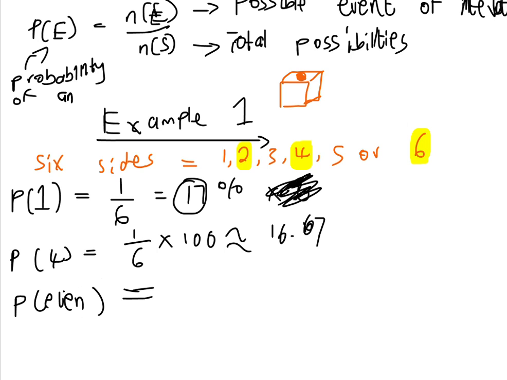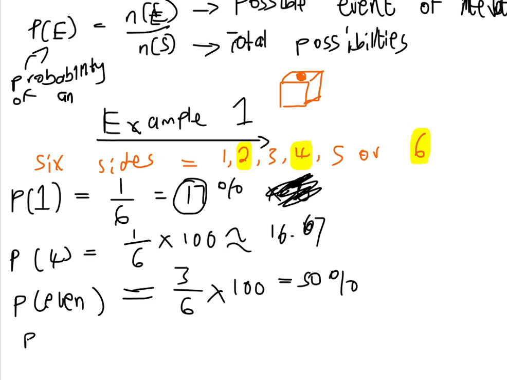So the probability of me getting an even number is the possible events of interest, which is what? 3. I can only get 3, which is 2, 4, and 6, right? Out of a total of 6 options, multiply that by 100, then you get a probability of 50%, right? Meaning the probability of me getting an even number is 50%.